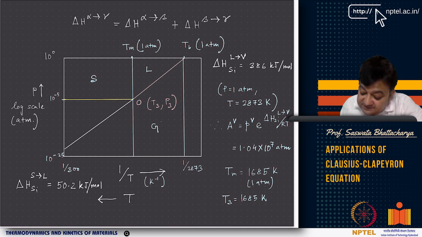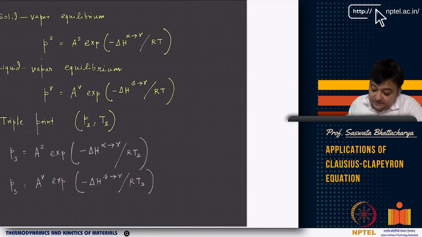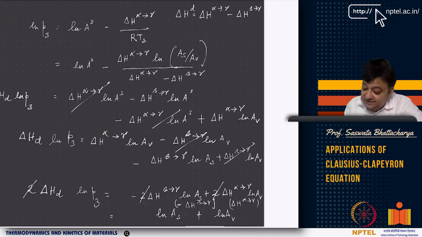Now the pressure is 1 atmosphere and T is 2873 Kelvin. Okay, then in that case, if this is the transition temperature, you have AV equals to PV. Because what I told is, PV equals AV exponential this. So basically, AV equals PV exponential, but this minus will become plus. That's all, right? So that's what I have done here.